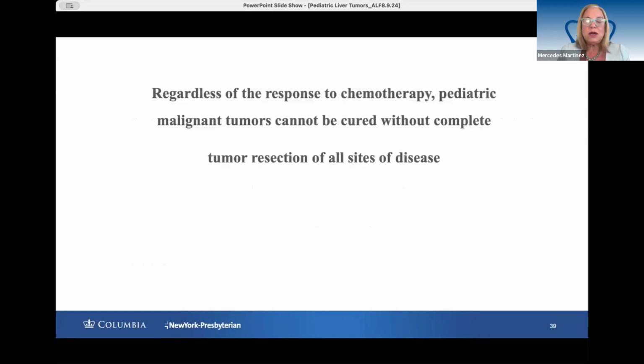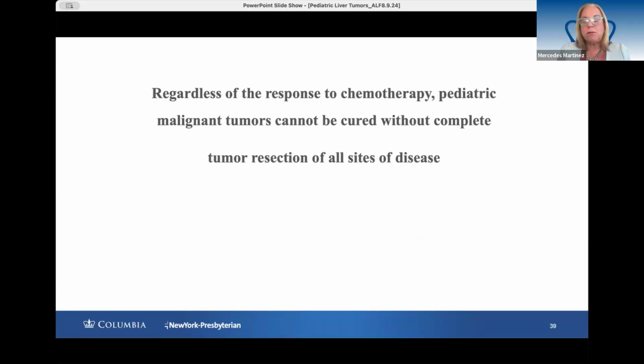And I want to leave you with maybe the most important message of this talk. Regardless of the response to chemotherapy, pediatric malignant tumors cannot be cured without complete tumor resection in all stages of the disease. Sometimes patients or doctors keep giving chemo after chemo because the tumor is getting smaller, hoping that they can do a resection or that they won't need a resection. That's not true.